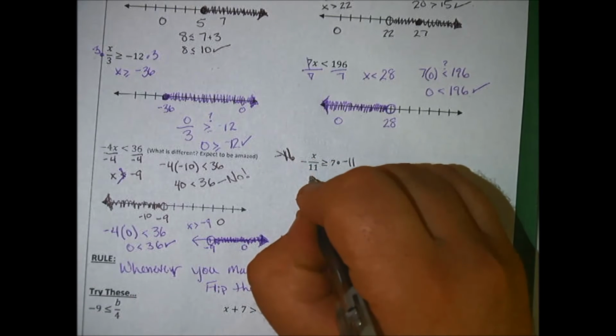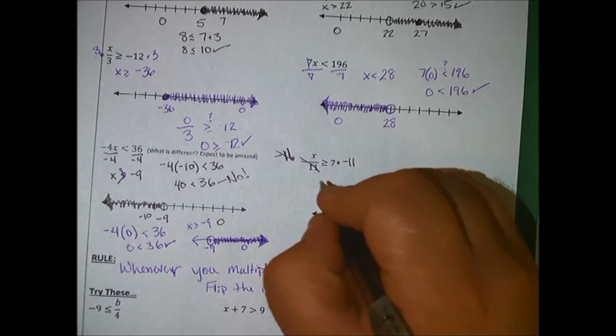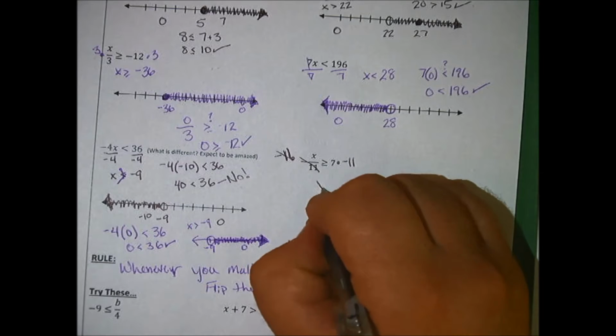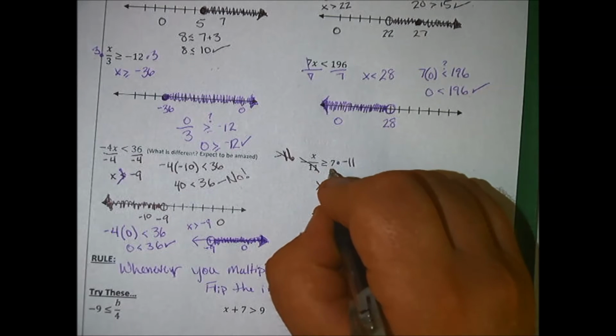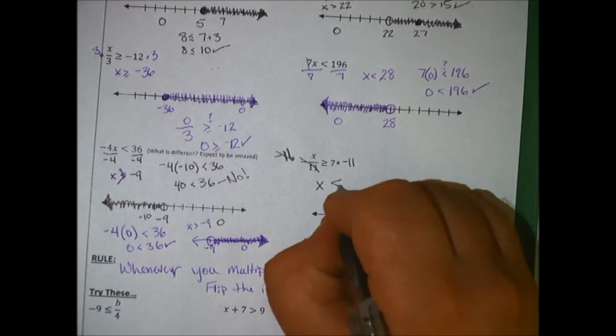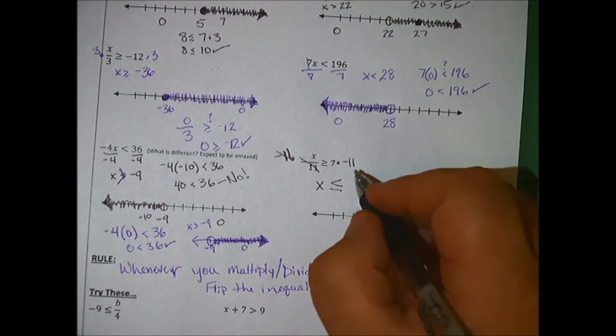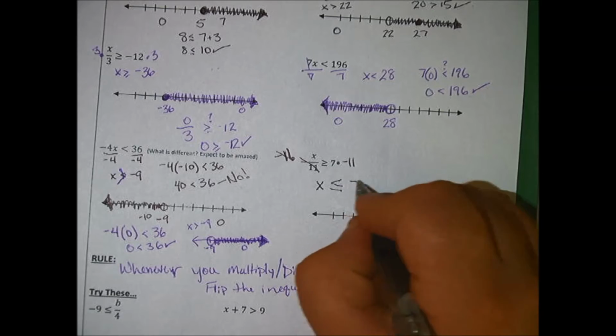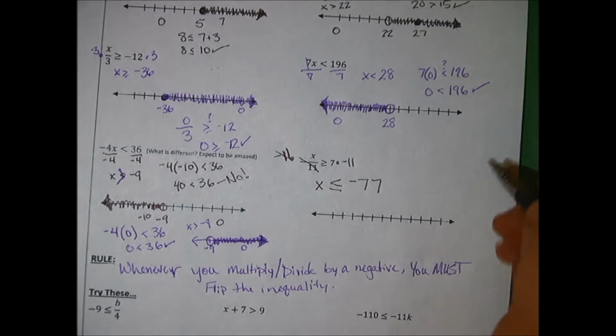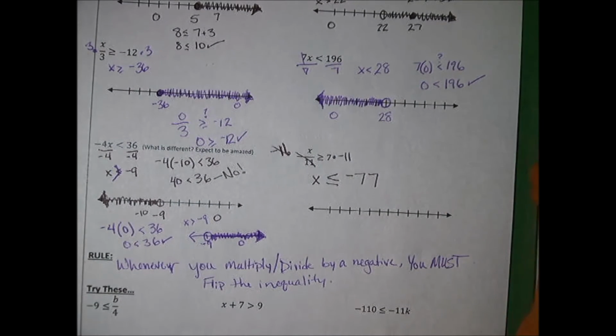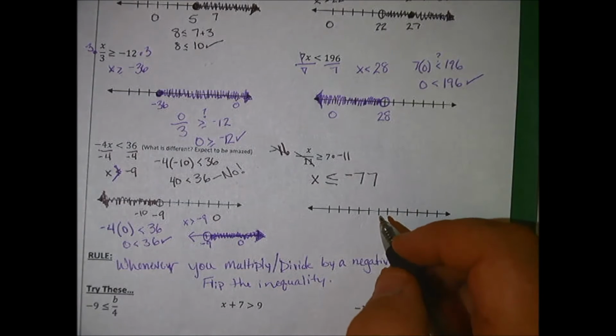So these 11s cancel over here, and so do the negatives. But I get x, instead of greater than or equal to, I just flip that inequality and go less than or equal to. Notice they are different. And 7 times negative 11 is negative 77. Not too bad of a deal, and we'll check that it works here in just a second.